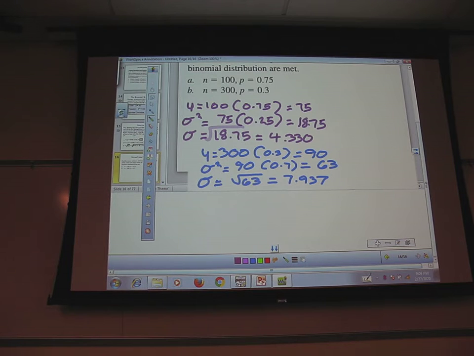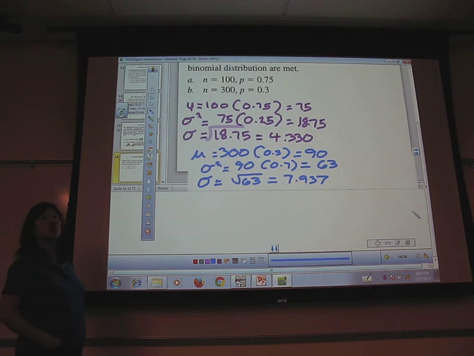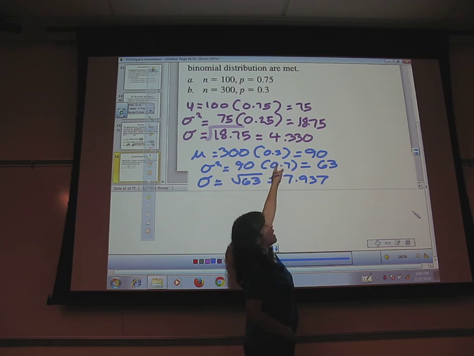Great. Keep going. Then for b, I took n and I multiplied it by the little p, 90. And I took 90 and then I multiplied it by the little q, and I got 63. And then I did the square root of 63 to get the standard deviation. I got 7.937.